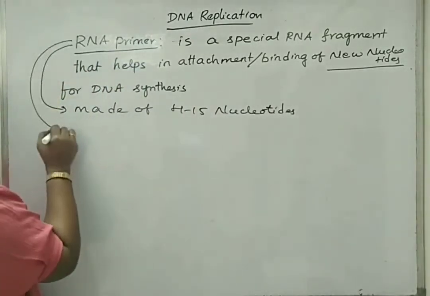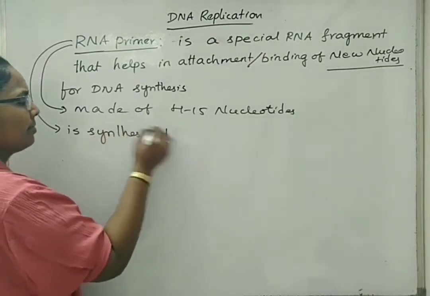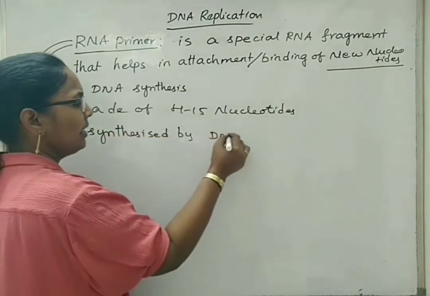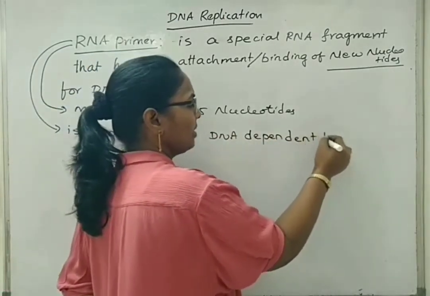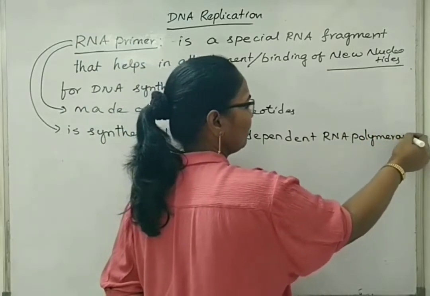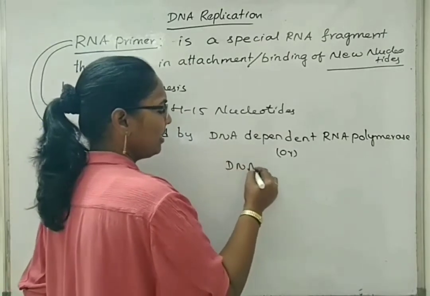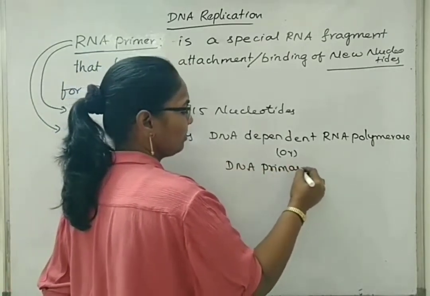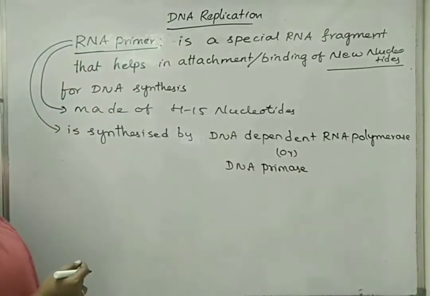RNA primer is synthesized by DNA dependent RNA polymerase, or it is also called as DNA primase. Means special type of RNA polymerase supports in synthesis of RNA primer.